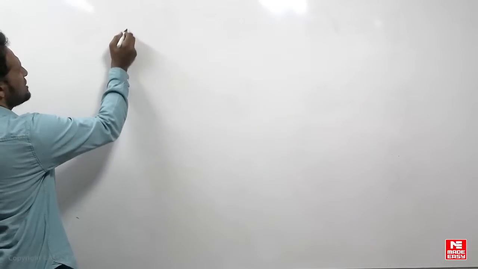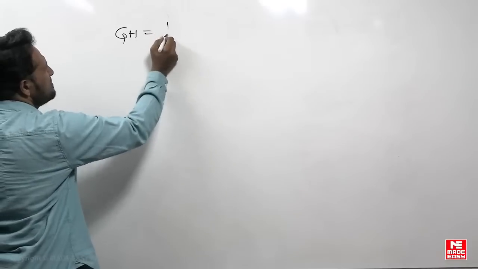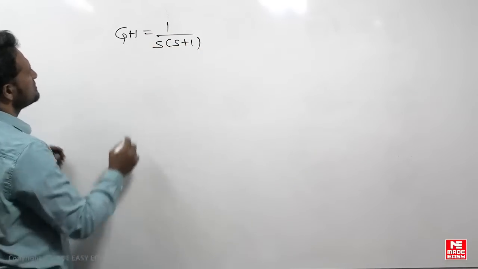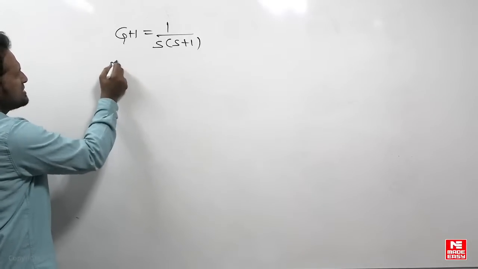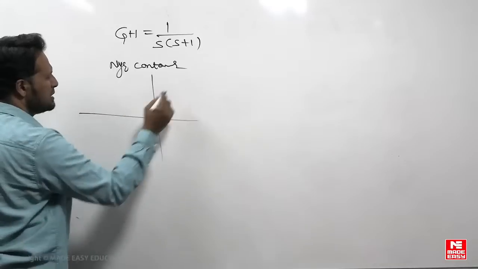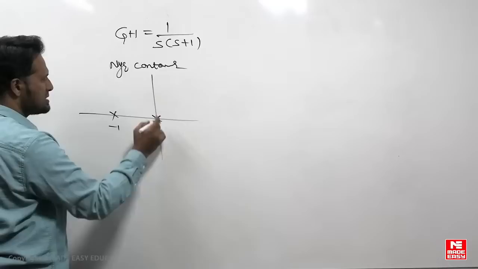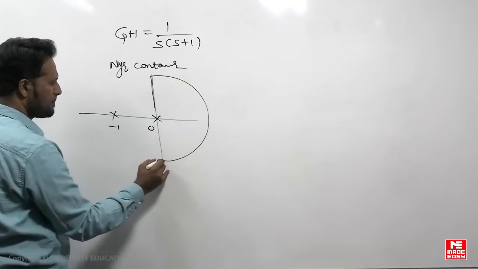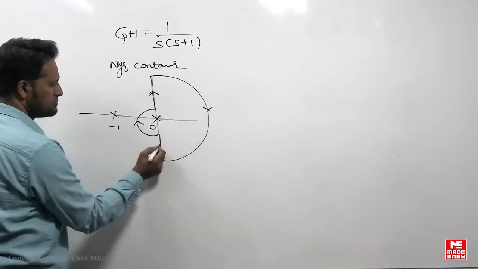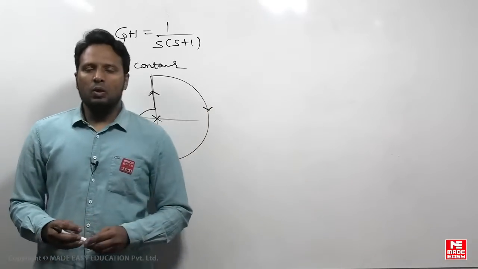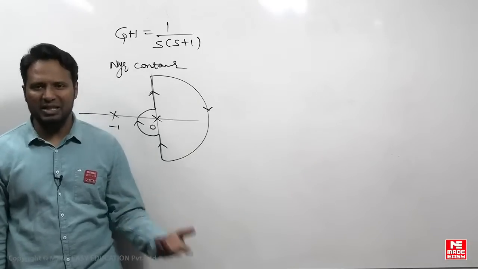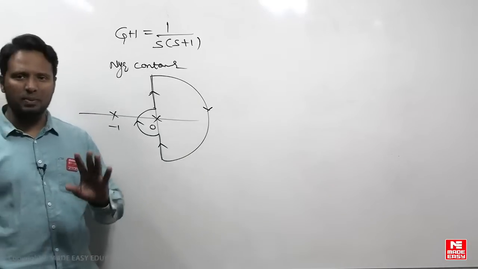Look at the board. It is about the open loop transfer function of a system, which is 1 upon S into S plus 1, and the Nyquist contour is taken to be this. The question is to find how many times the Nyquist plot will be encircling the point minus 1 comma 0.